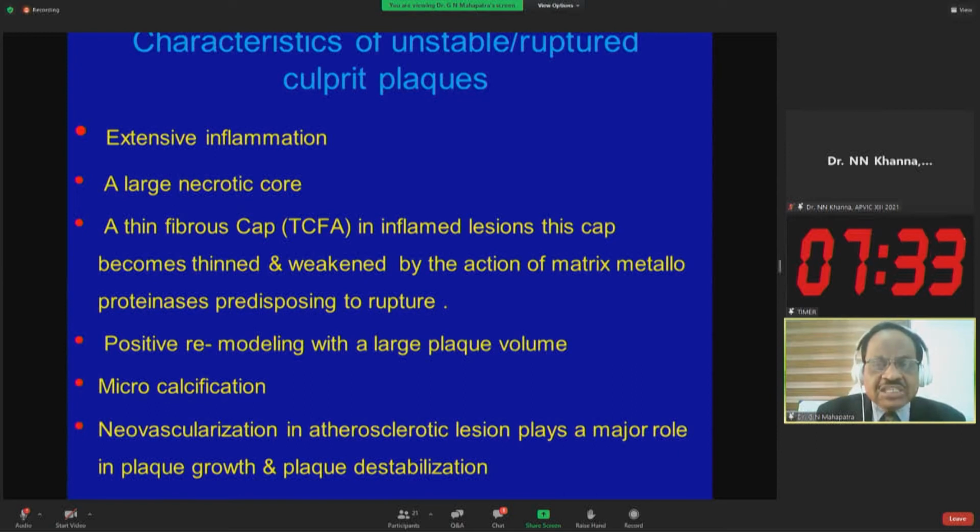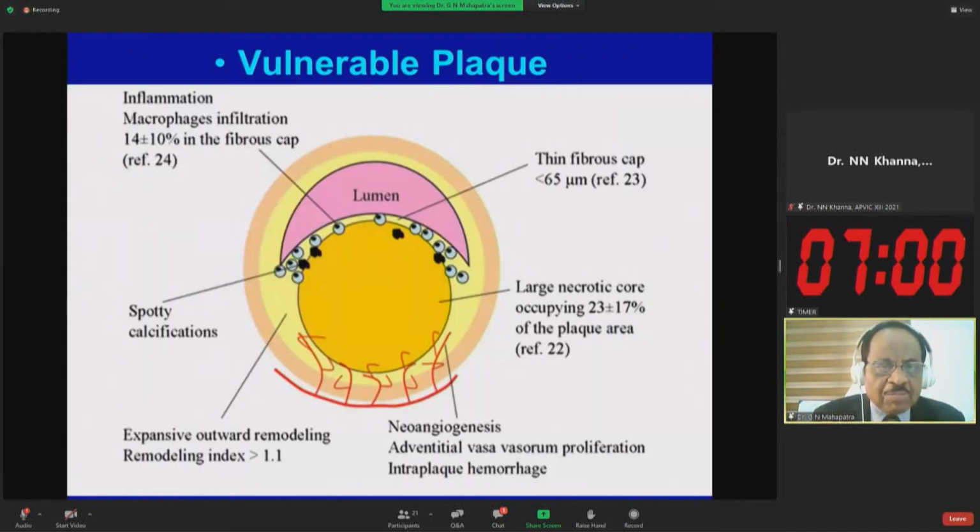And what are the characteristics of unstable and ruptured culprit plaques? Extensive inflammation, a large necrotic core, as Dr. Suman has just mentioned, and a thin fibrous cap. In inflamed lesions, this cap becomes thinned and weakened by the action of matrix metalloproteinase, predisposing to rupture. Then positive remodeling with a large plaque volume, then microcalcification, then neovascularization, which plays a major role in plaque growth in atherosclerosis. So this is the vulnerable plaque which Dr. Suman has already shown. This is a small plaque with a big necrotic core.